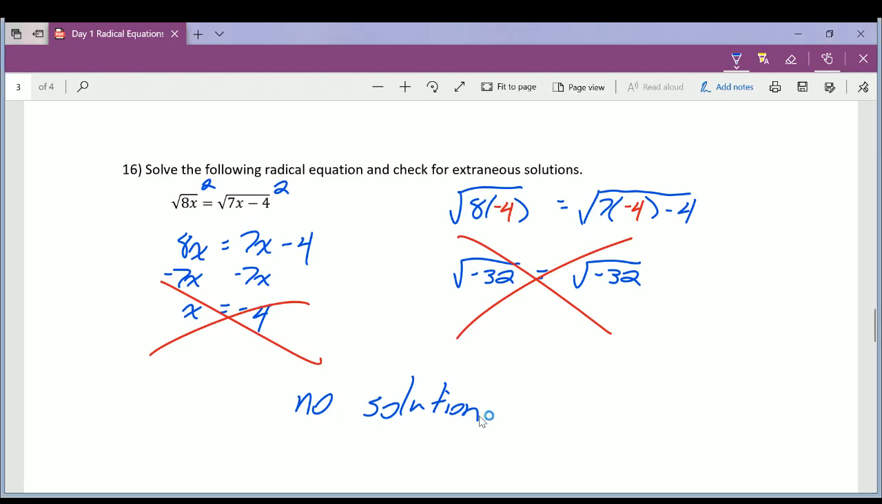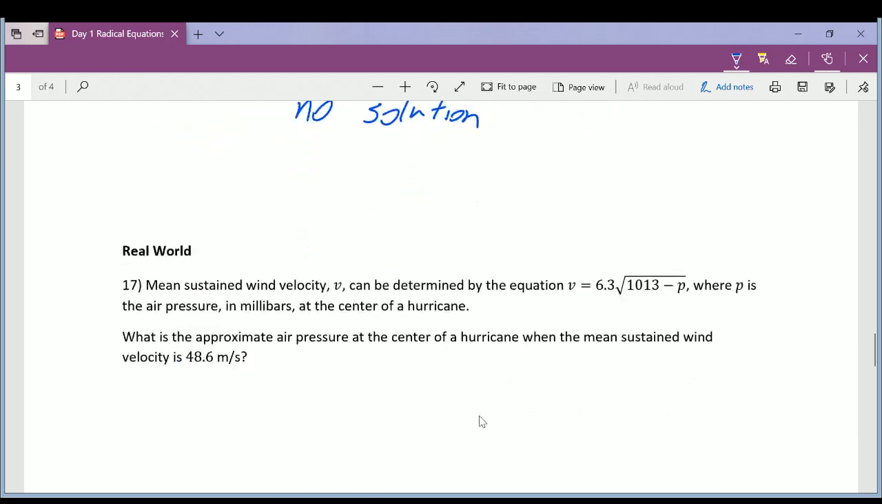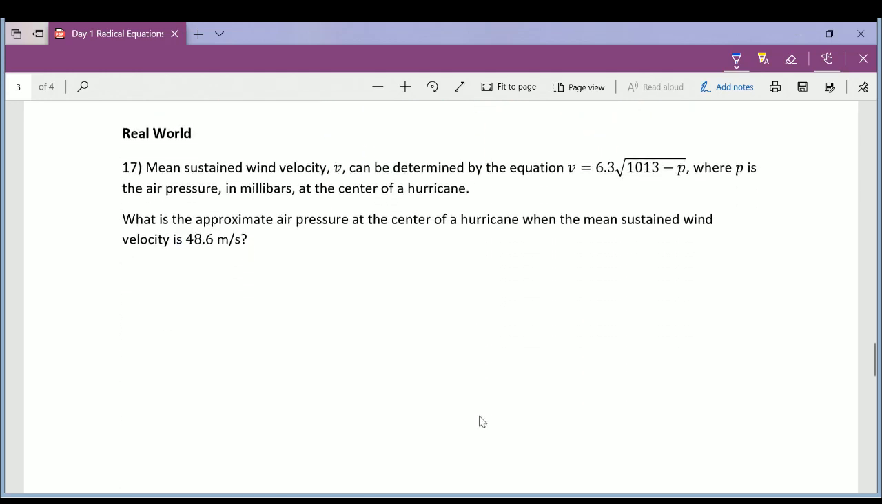And if there's not an issue, let's go on. This is actually a pretty short one here. Last bit, mean sustained velocity v. Okay, here we're doing a word problem. It can be determined by that equation there, v equals 6.3 times the square root of 1013 minus p, where p is the air pressure in millibars at the center of a hurricane.